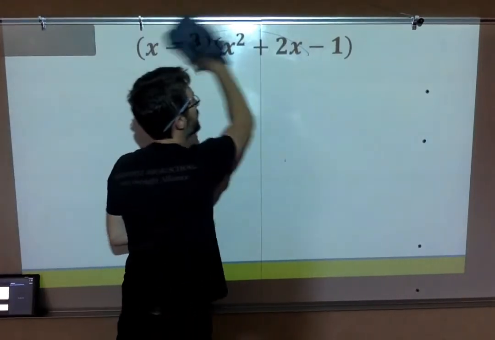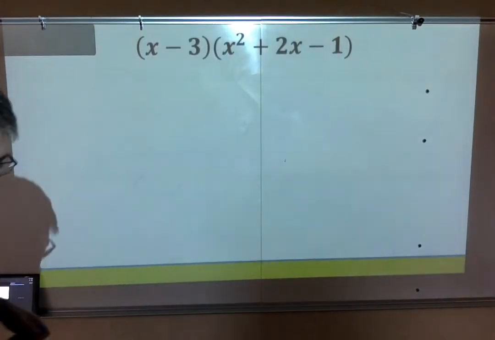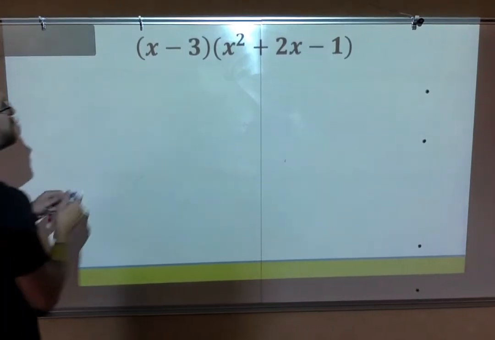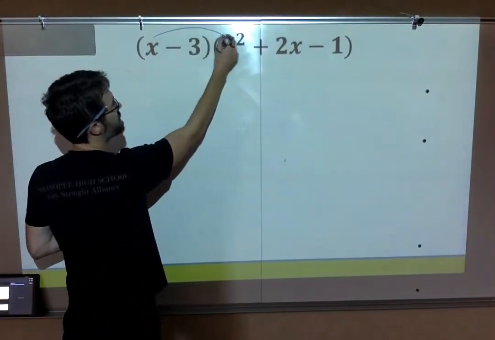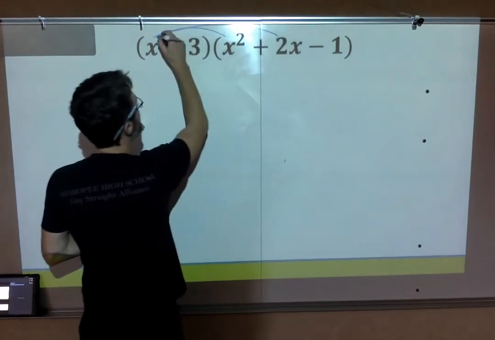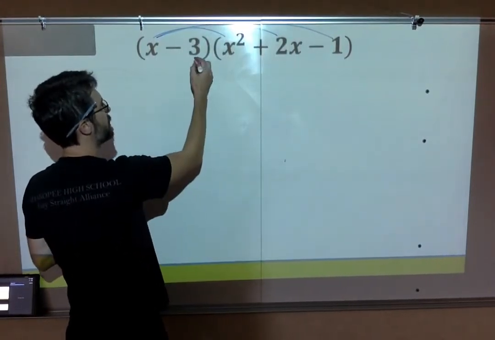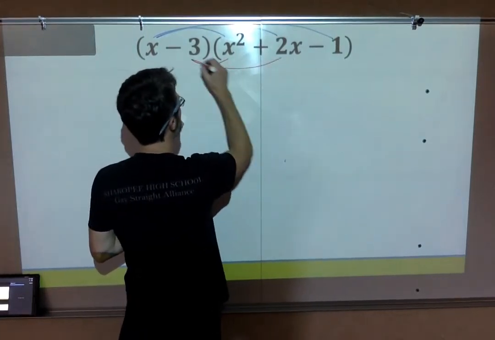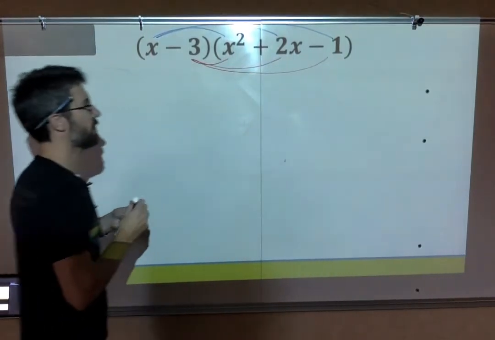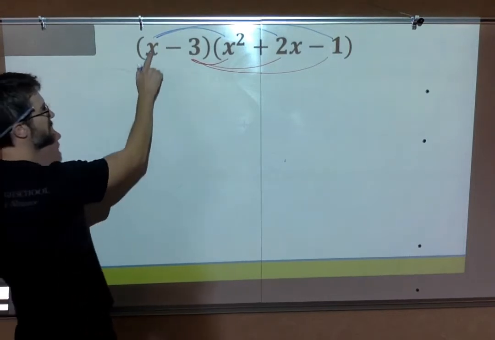All right, this would be a good one for FOIL. And you can use the box method here too. It doesn't really matter. I tend to just show this way for this type and the box method for the other type, just to kind of keep things a little simpler.